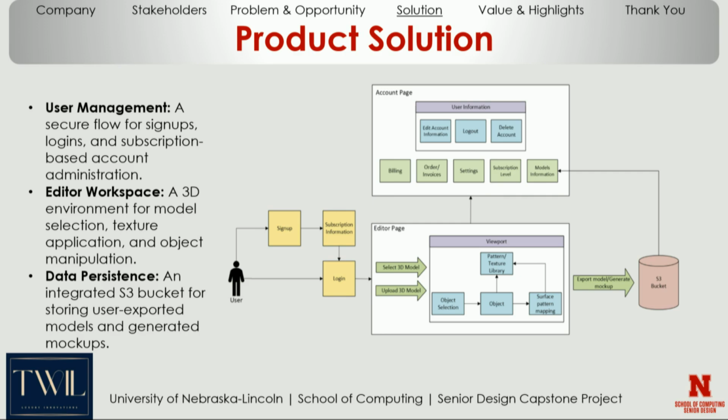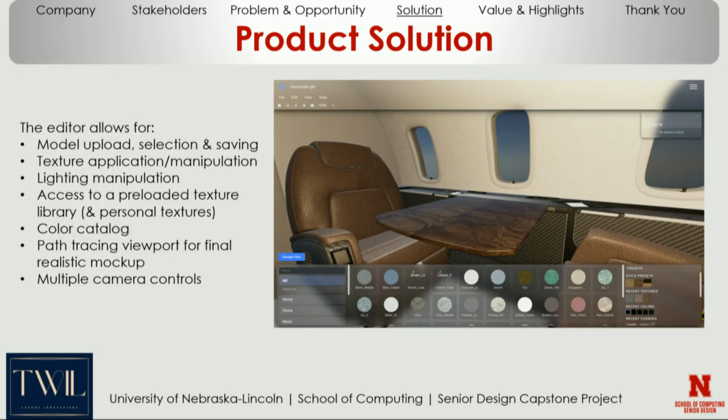Moving into our product solution, we first built out a sign-up logic that has secured login and subscription. We also had an editor, which is a 3D environment for model selection, texture application, and object manipulation. We stored all of this data in an S3 bucket as well as a Dynamo database. Within our editor in the configurator, users can upload models, select, and then save them. It also has access to a giant preloaded texture library that also allows for personal textures to be uploaded.